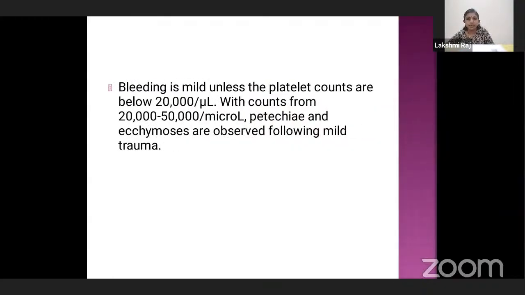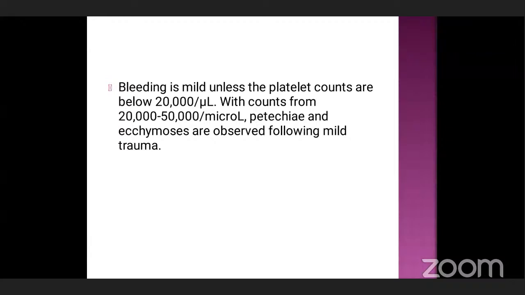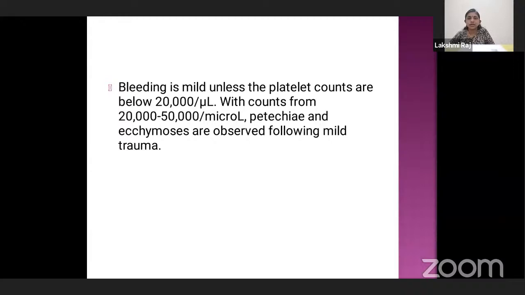Then the bleeding will be usually mild, and usually the bleeding is significant only when the platelet count is less than 20,000. When the platelet count is 20,000 to 50,000, there may be petechiae, ecchymosis, and all can occur when there is a mild trauma. Usually children will be running around, so they will be having mild trauma and they will be developing skin bleeds. That is when the platelet count is between 20,000 to 50,000. If it is below 20,000, they can develop more severe bleeding like mucosal bleeds, epistaxis, gum bleeds, hematuria, and in some cases, rarely it can cause intracranial bleed also.